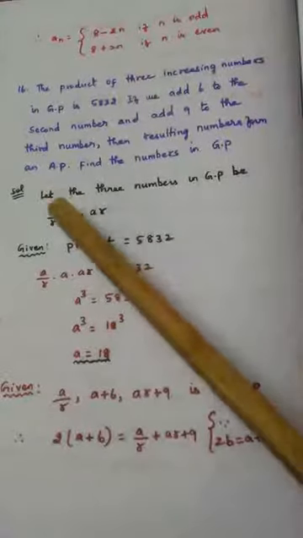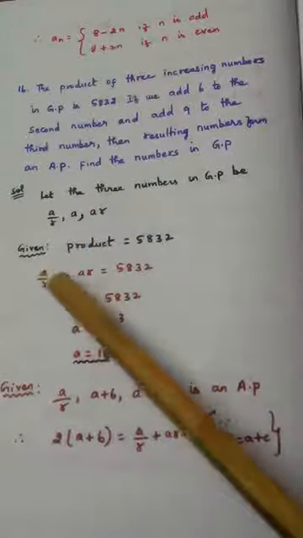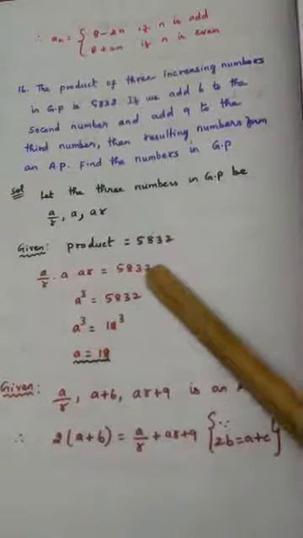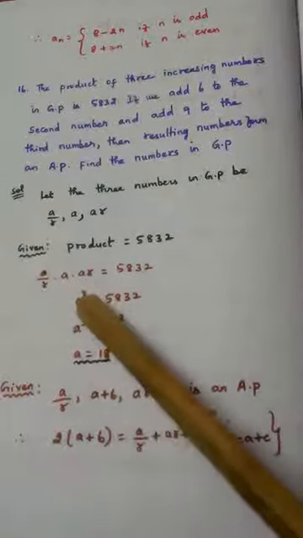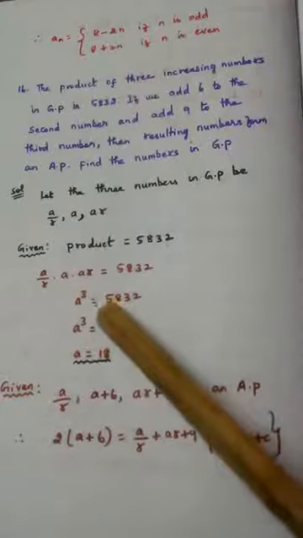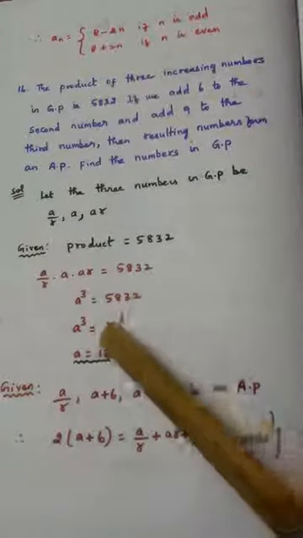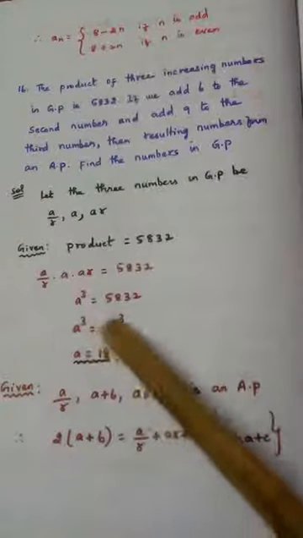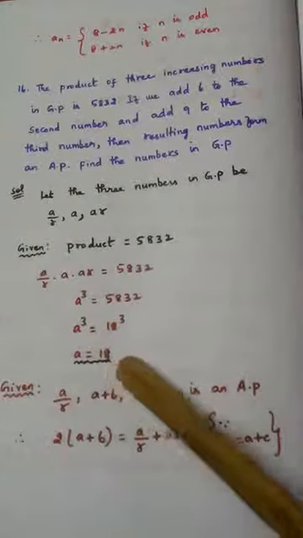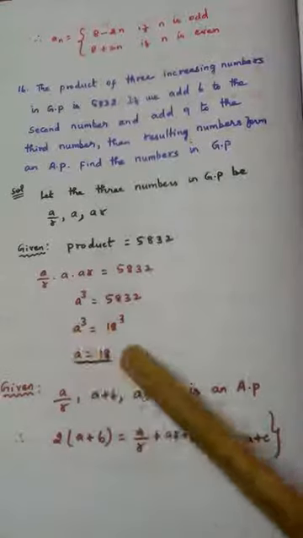So multiplying all the three, A by R, A, AR equal to this. R will get cancelled, A into A is A cube. If you calculate, 5832 can be written as 18 to the power 3. So taking the cube root, A is 18. So I found out the value of A.